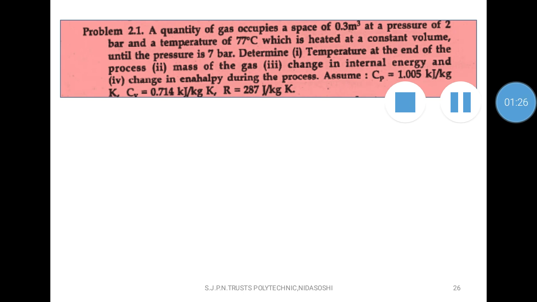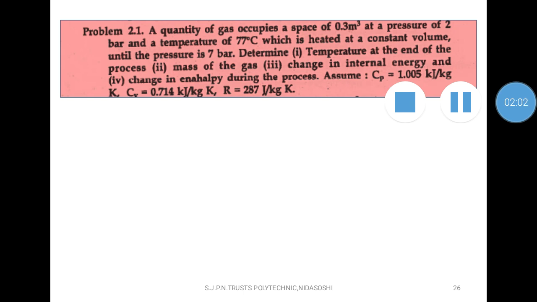Until the pressure becomes P2 equal to 7 bar. The P1 is 2 bar and P2 is 7 bar, the initial volume V1 is 0.3 meter cube, and the initial temperature T1 is 77 degrees Celsius, at constant volume. Here we have to determine, first, the temperature T2 at the end of the constant volume process. Second, we have to find the mass of the gas. Third, the change in internal energy, and fourth, the change in enthalpy during the process.